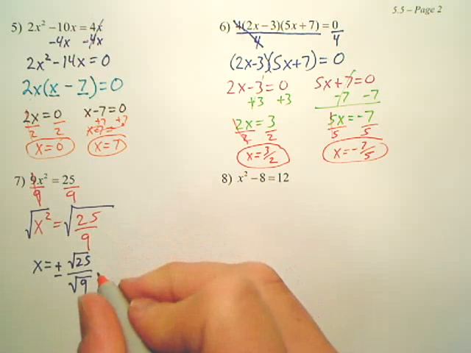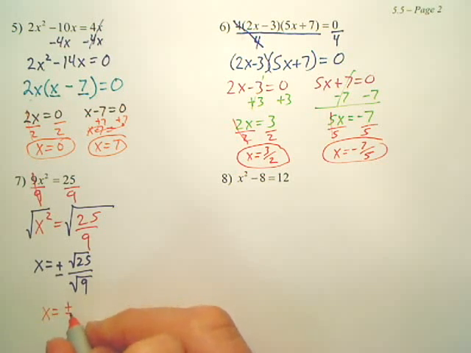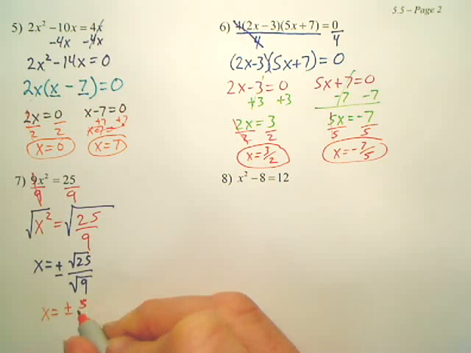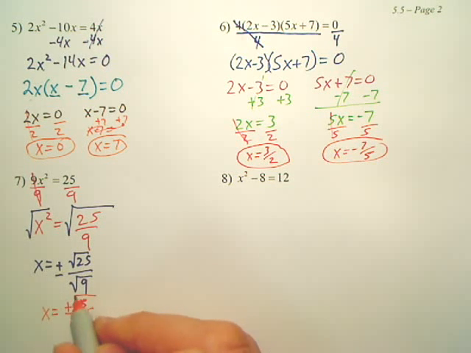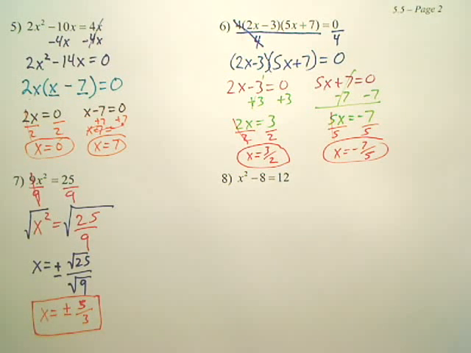What's the square root of 25? Okay. So our answer is plus or minus. The square root of 25 is 5. The square root of 9 is 3. So it's plus or minus 5 over 3. Now, do you guys remember almost all x squareds have two answers? That's where the plus or minus comes from. And we'll talk about that a little bit more detail with this problem. It'll make a little bit more sense.